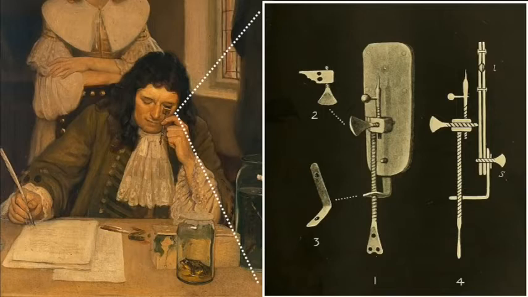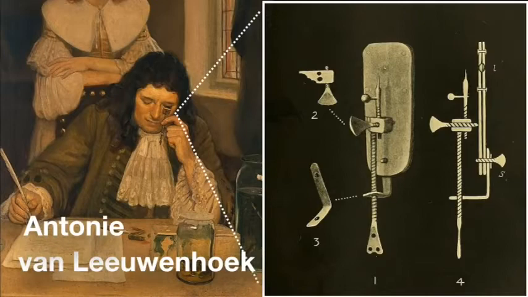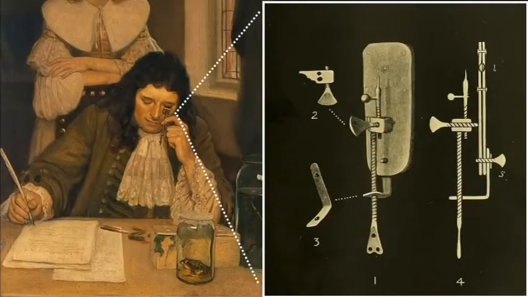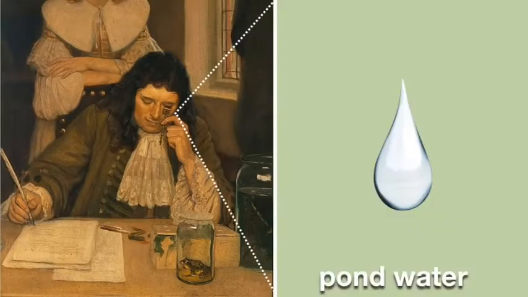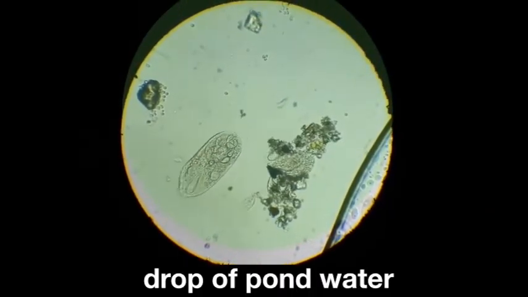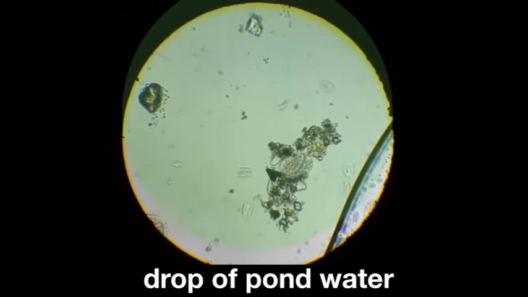The very first microscope was invented in the 1600s by someone named Antony van Leeuwenhoek. Now, you might notice how it didn't look much like the microscopes we have today. But having a microscope meant it was the first time that we could see things as small as germs. Van Leeuwenhoek took his first microscope and placed a drop of pond water on the lens. He was amazed by what he saw. It looked like this. You see all those little things swimming around? He called them little animals.